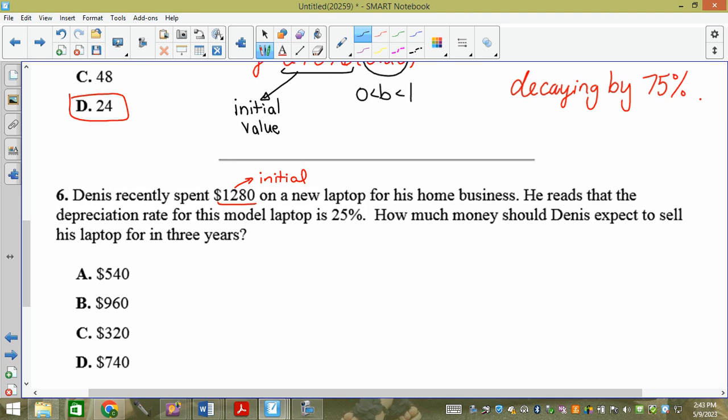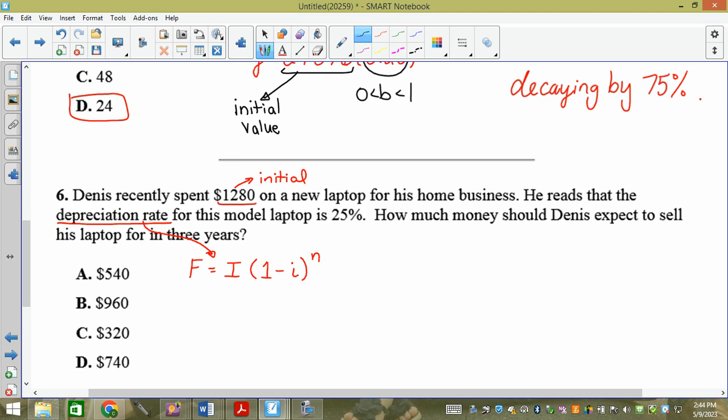He reads that the depreciation rate, so that tells me it's decreasing. So I'm going to have final equals initial, 1 minus the interest rate, to the n. That's what this depreciation tells me. I need to do 1 minus, because 1 represents 100%, and I'm going to be below 100.